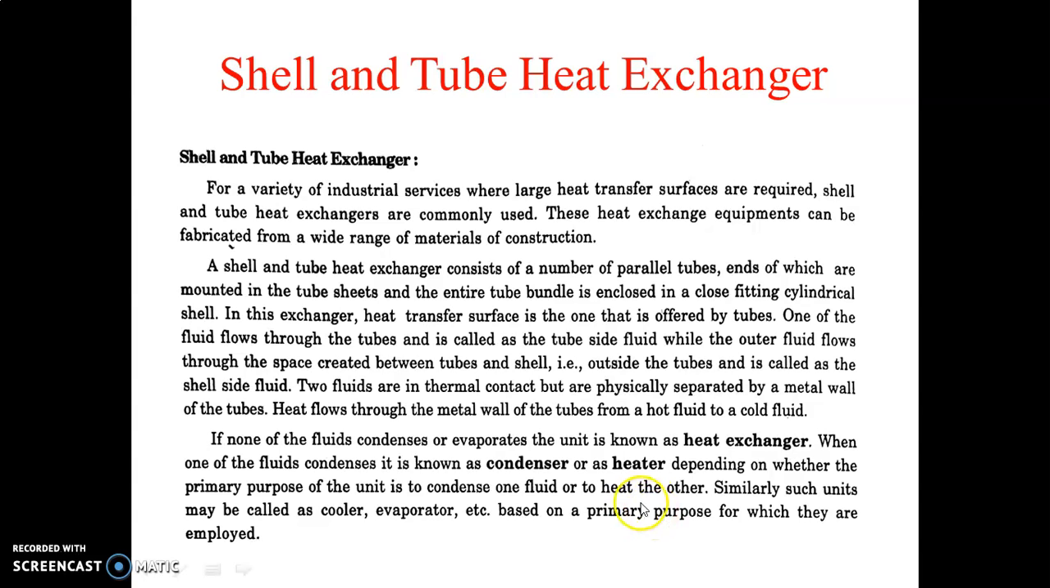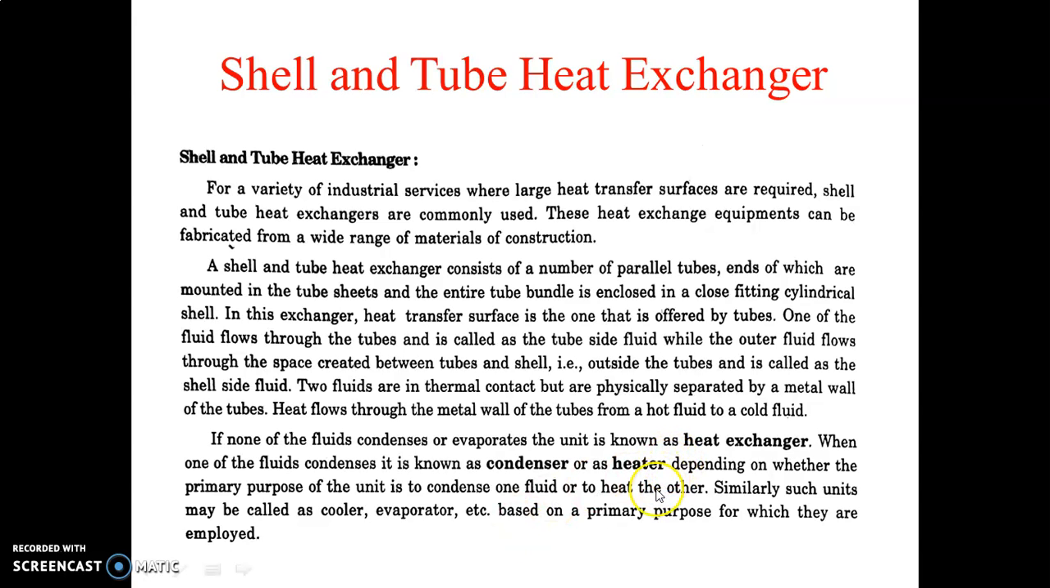When no fluid condenses or evaporates, that unit or exchanger is called a heat exchanger. If we condense the fluid in that heat exchanger, it is called a condenser. Or if we evaporate that fluid, that is called a heater. So depending upon their purpose, we can classify the shell and tube heat exchanger as we have previously discussed.